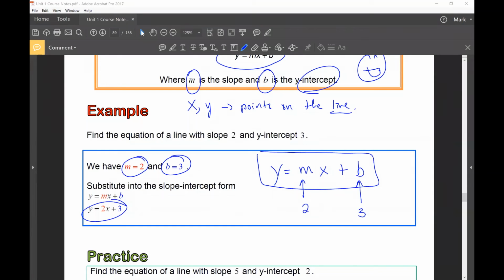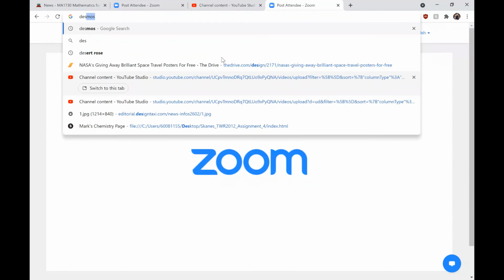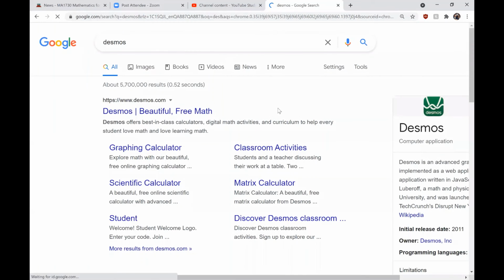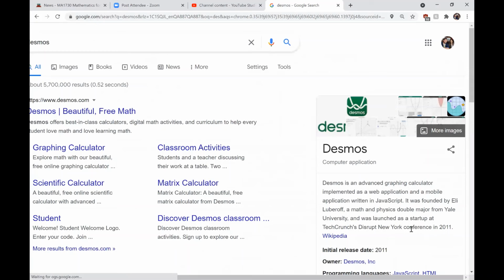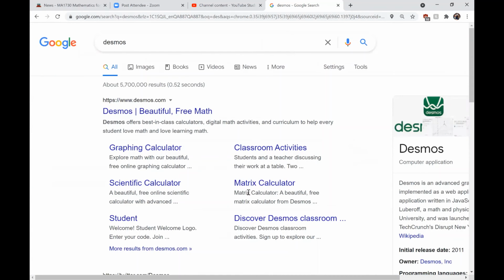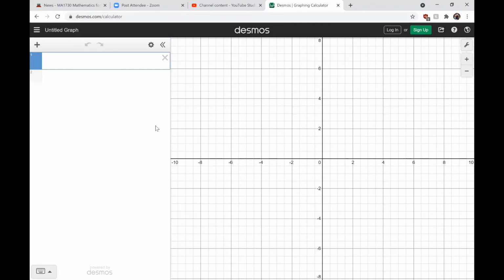You guys should see my Chrome browser, and I'm going to go to a site called Desmos. Write this down, save it on your phone. I think it's an app you could probably download too. But this is such a cool website, desmos.com. It has a graphing calculator, a scientific calculator. So I'm going to go to the graphing calculator. This is where I can graph anything. It's amazing.